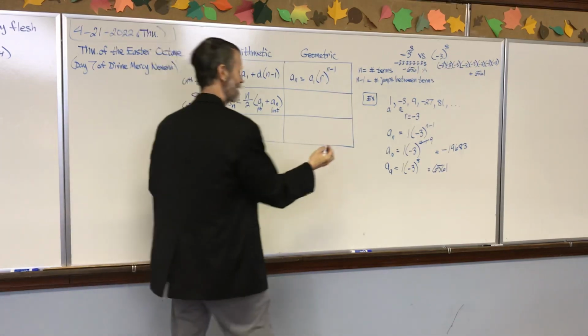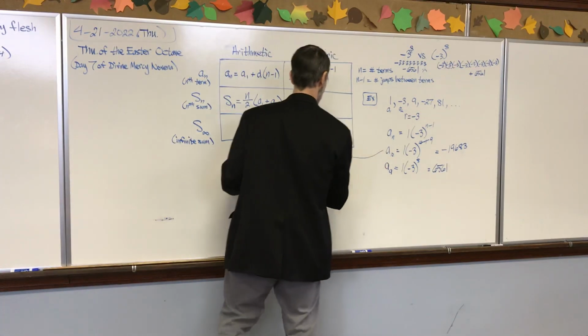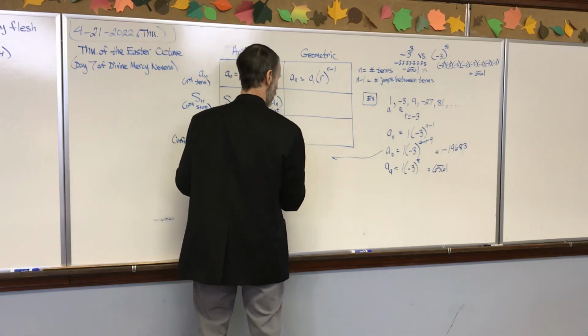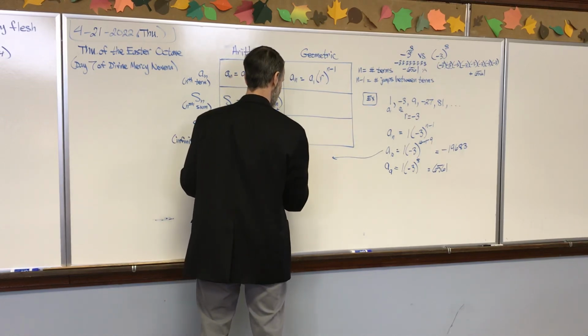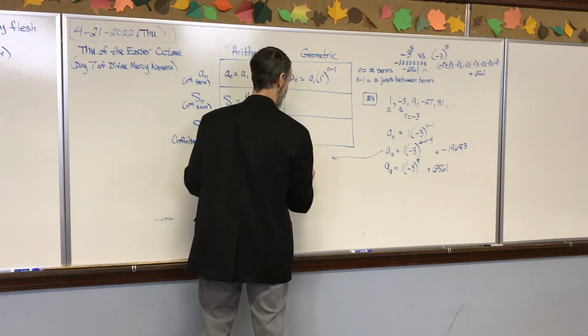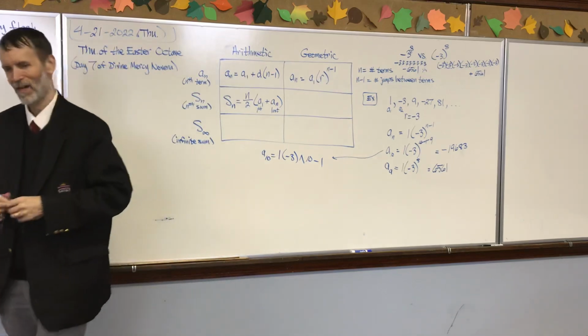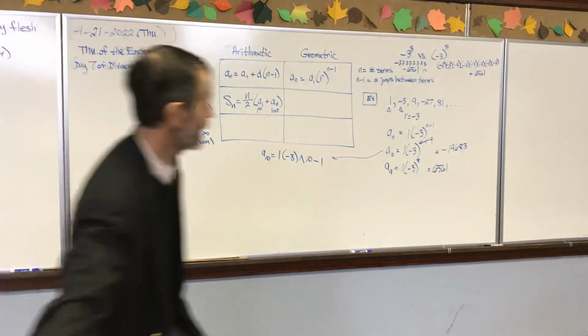Quick question. Can somebody try this? Try the a10 again and type it in like this: 1, parentheses, negative 3, parentheses, to the power of 10 minus 1. Try that and see what you get.